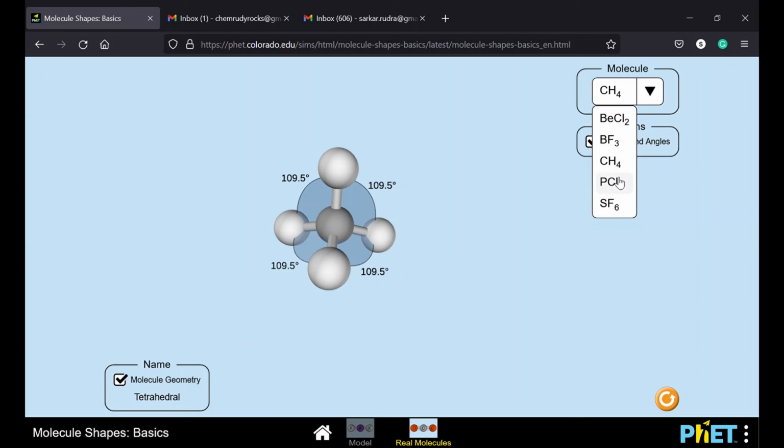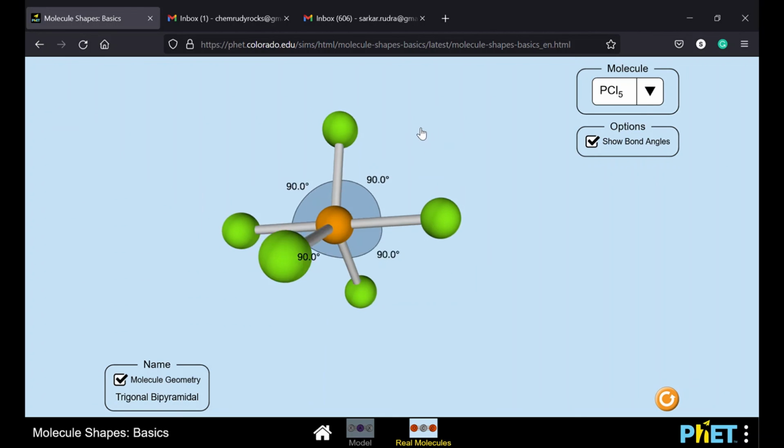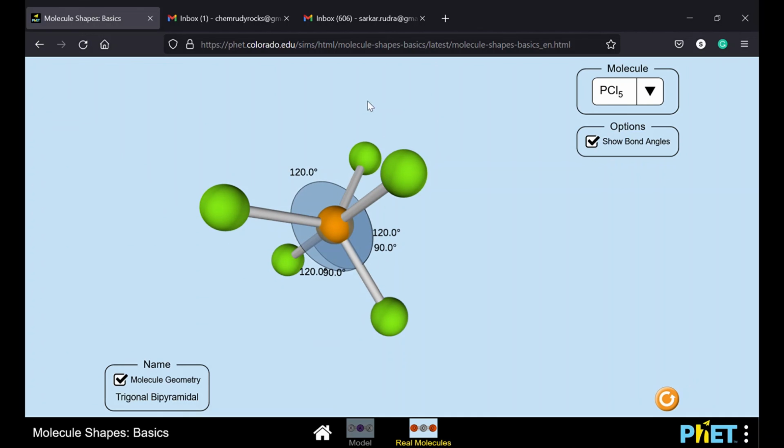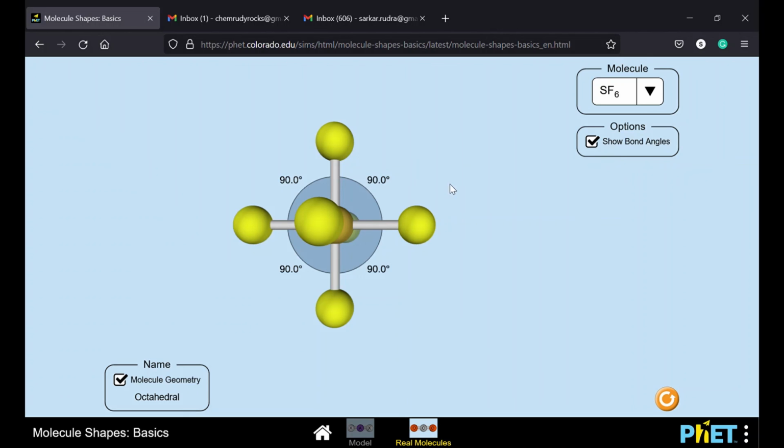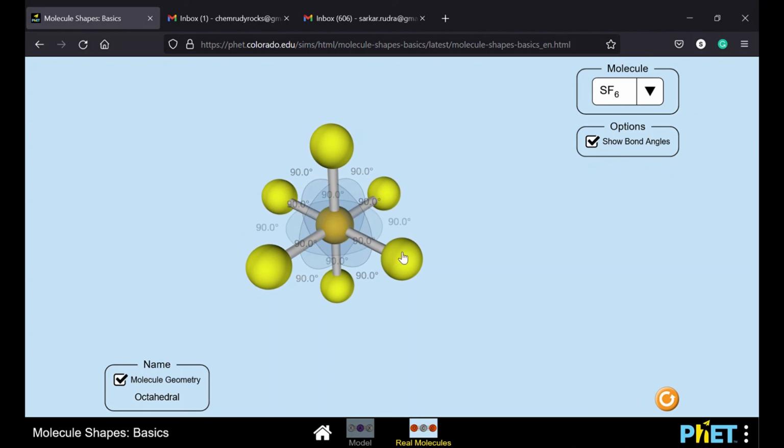Again, this is your phosphorus pentachloride. This is your trigonal plane including these atoms, and this is your axial bond, top and below. And as I have discussed, the hybridization of the central atom over here is going to be sp3d. And at last, we have our SF6. Okay.